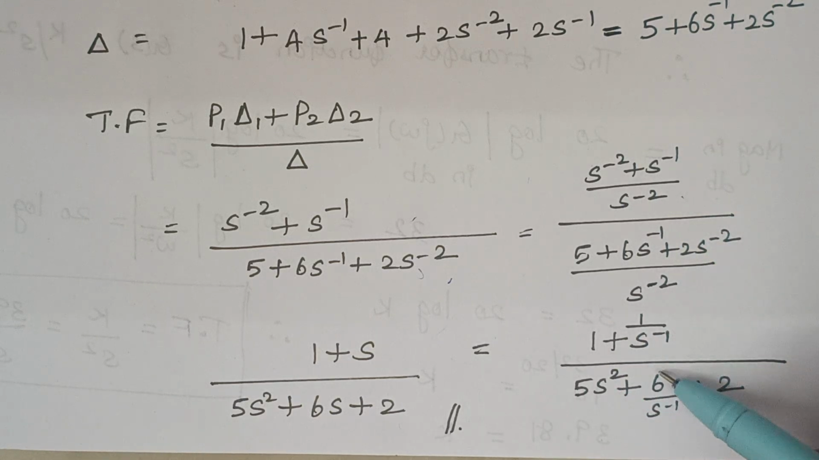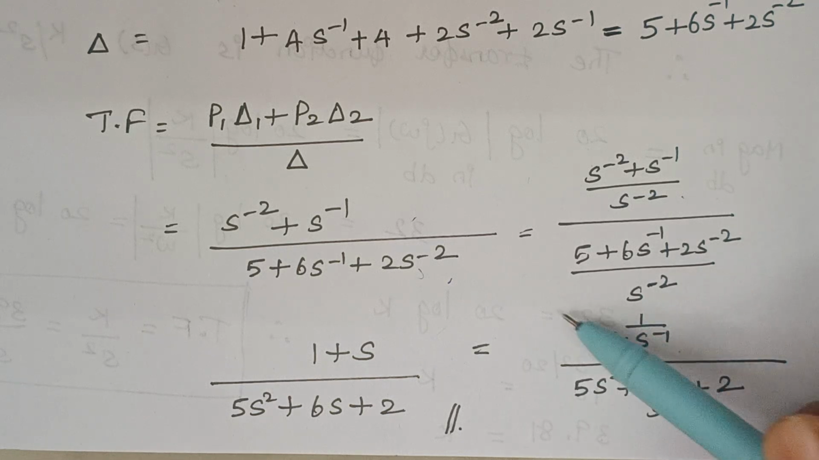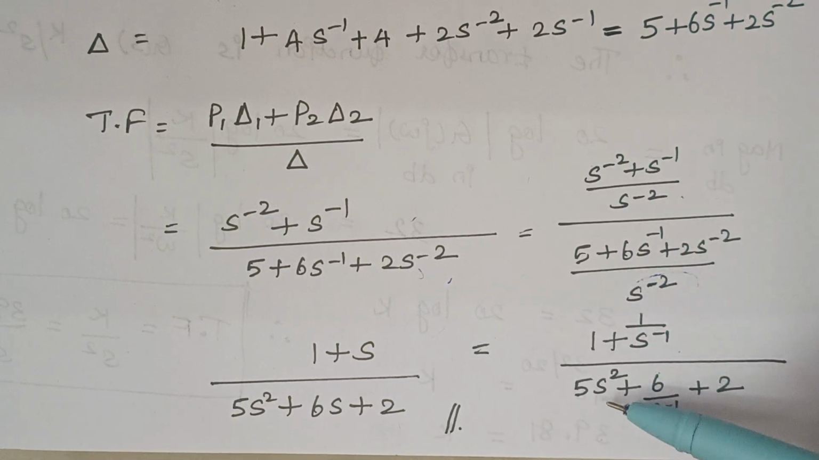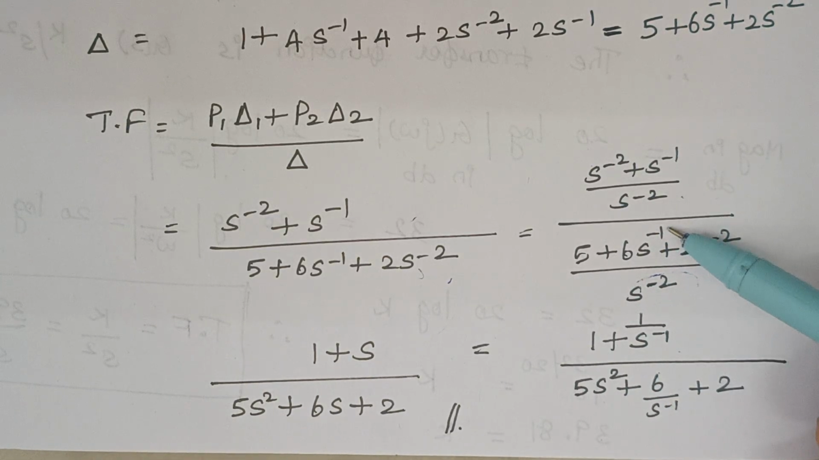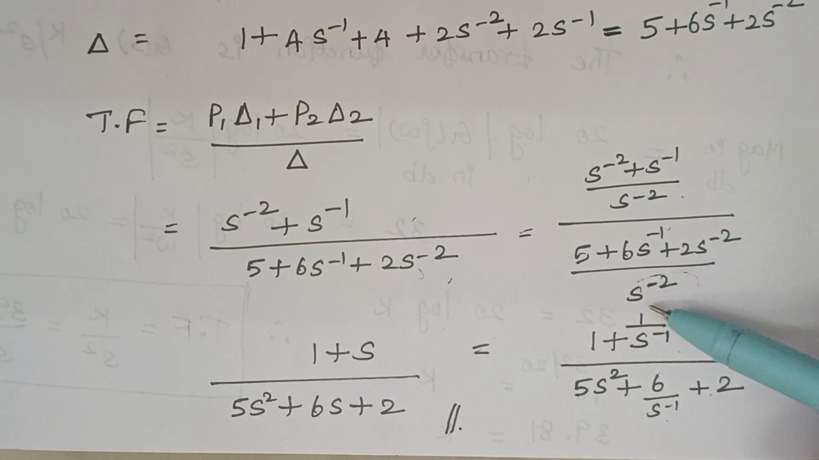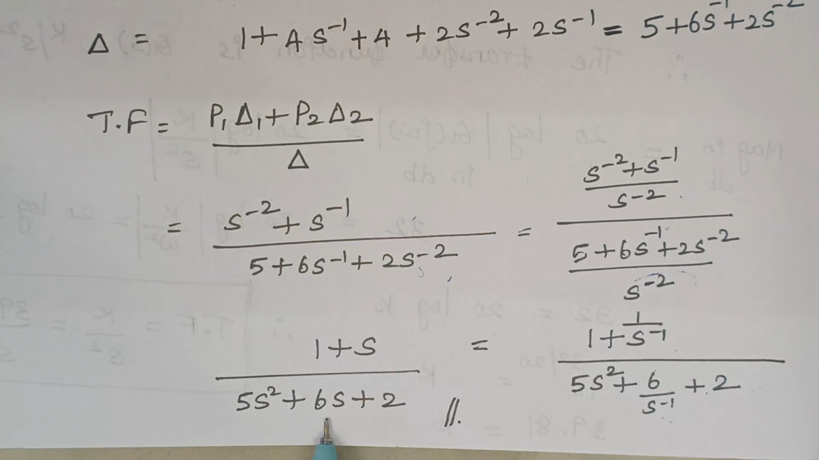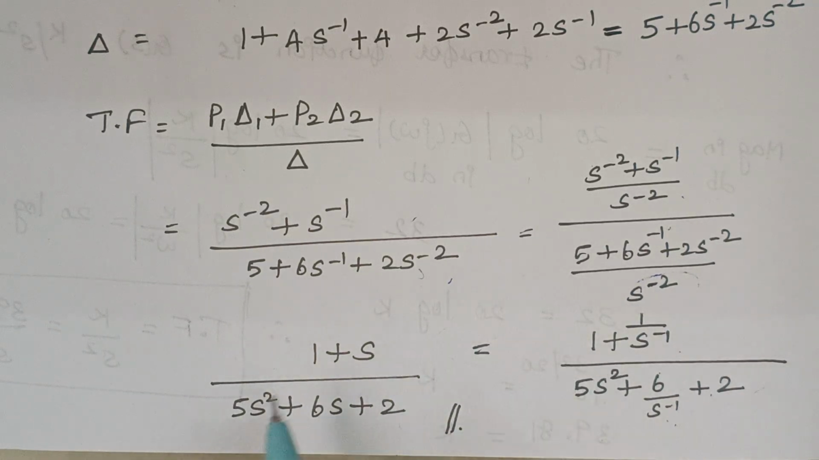Therefore, 1 plus 1 by s to the power minus 1 divided by, and here this s to the power minus 2, when you move it to the numerator, that becomes s square. Similarly, here this s to the power minus 1 and minus 2, that is 1 s will cancel. So the remaining term is 6 by s to the power minus 1 plus, and here the 2 cancel. So simply we will be having 2, right? Again, when you move this s to the power minus 1 to the numerator, that becomes 6s, right? So the final transfer function is 1 plus s divided by 5s square plus 6s plus 2, right? This is the transfer function for the given signal flow graph.